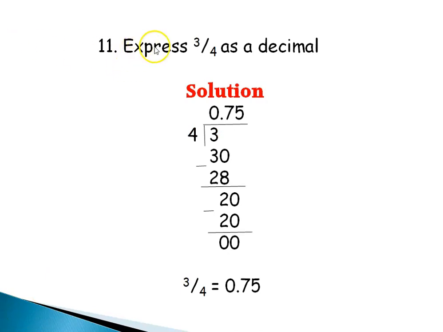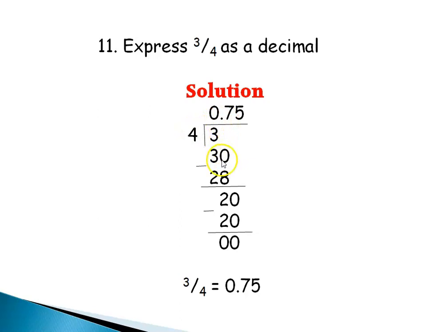Alright, this question says express 3 over 4 as a decimal. So my 3 is going to be here. I'm dividing it by 4. 4 in 3, it cannot go, so I'm going to write 0. And then this 3, I'll add 0 to it to give me 30. And then I'll put my decimal point. Each time you're adding 0 here, you put a decimal point. Okay, so now I've added 0 and I've introduced my decimal point.